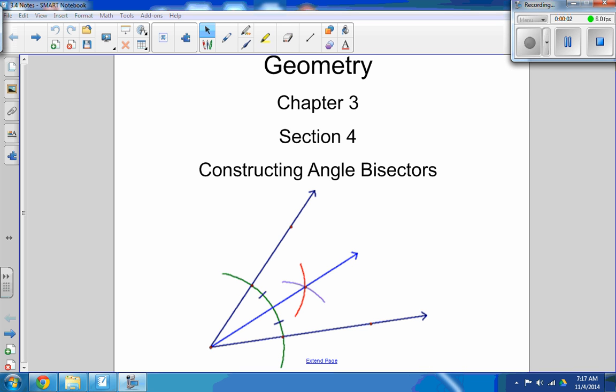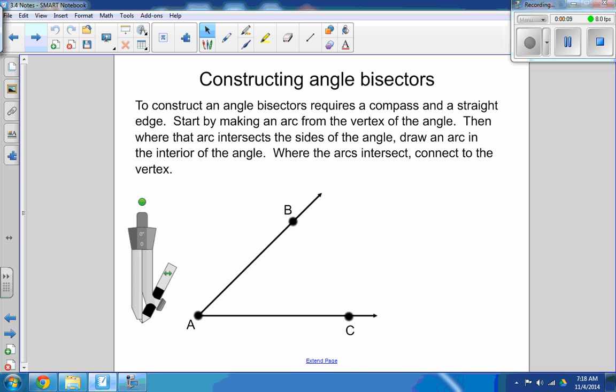Geometry, Chapter 3, Section 4, Constructing Angle Bisectors. To construct an angle bisector, it requires a compass and a straight edge.